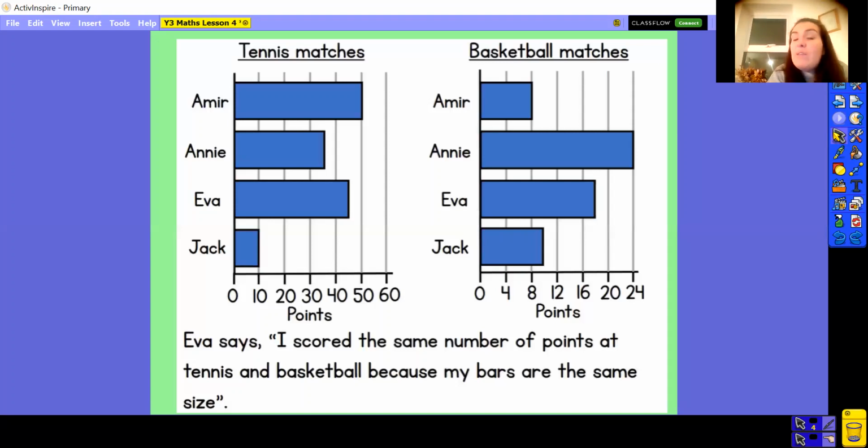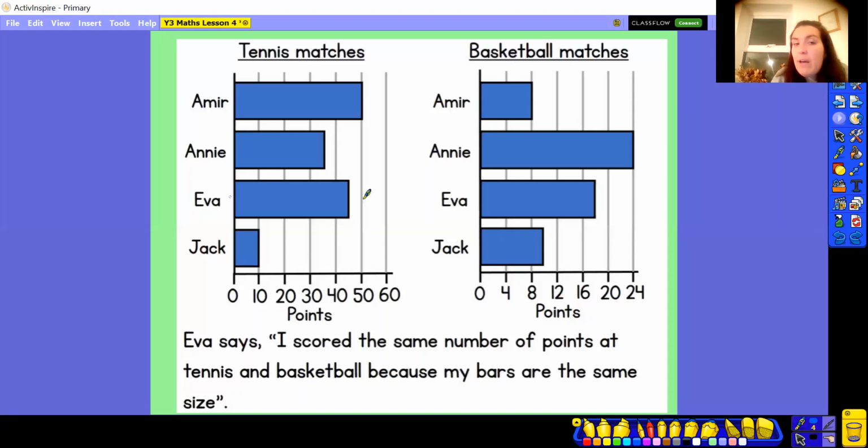But remember what I said at that very first slide that we looked at. The first thing that you must always look at in a bar chart is what the axis is going up in. If we look at our tennis matches, it's going up in 10, 20, 30, 40, 50, 60. It's going up in tens. But look at the basketball matches, it's going up in 4, 8, 12, 16. It's going up in 4s. So the fact that these axes are different means that actually the bars being the same size doesn't matter.